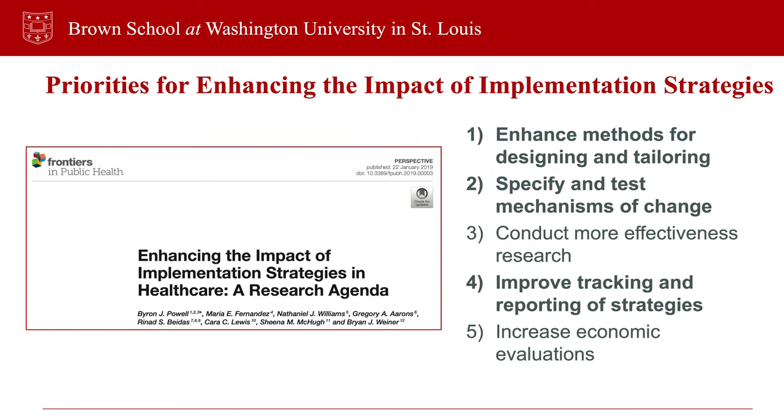We recently published this paper in Frontiers in Public Health, in which we suggest five different priorities for moving forward. I'm just going to address these three highlighted priorities here today, but feel free to take a look at this paper if you'd like to read more. This is in an open access journal, and so should be available if you'd like to see it.